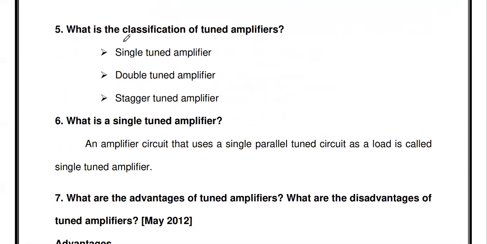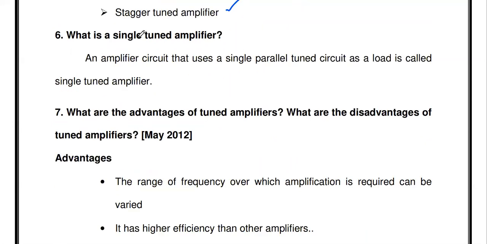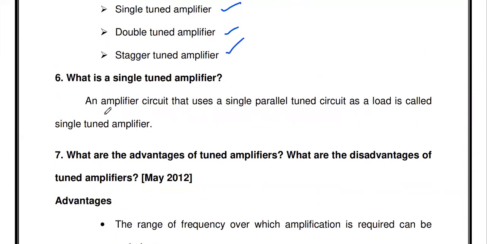And the next one: what is the classification of tuned amplifiers? The tuned amplifiers are classified into 3 different types: single tuned, double tuned and stagger tuned. These are the 3 different types of tuned amplifiers. Then, what is a single tuned amplifier? As the name implies, an amplifier circuit that uses a single parallel tuned circuit as a load is called a single tuned amplifier.